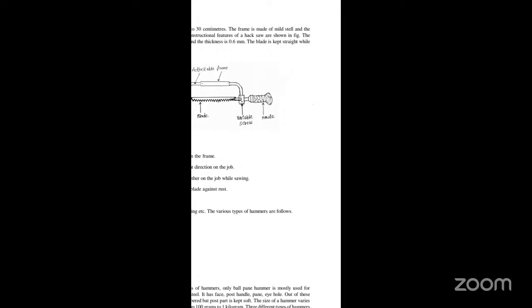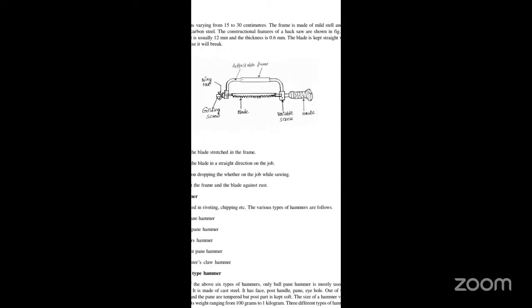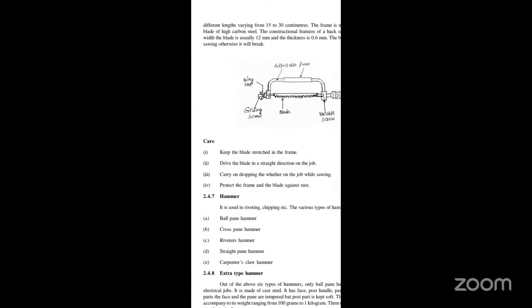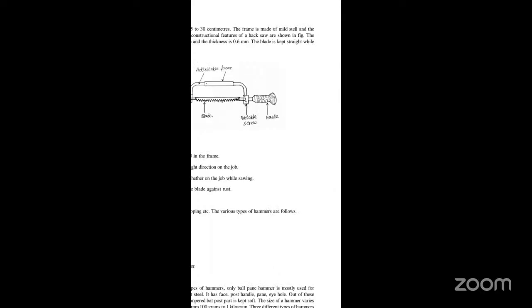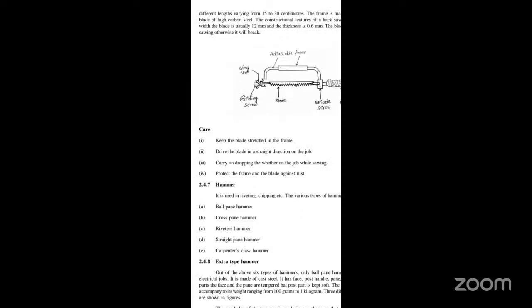Hacksaw blade, as we normally call it. The width of the blade is usually 12 millimeters and the thickness is 0.6 millimeter. The blade is kept straight while sawing, otherwise it will break.